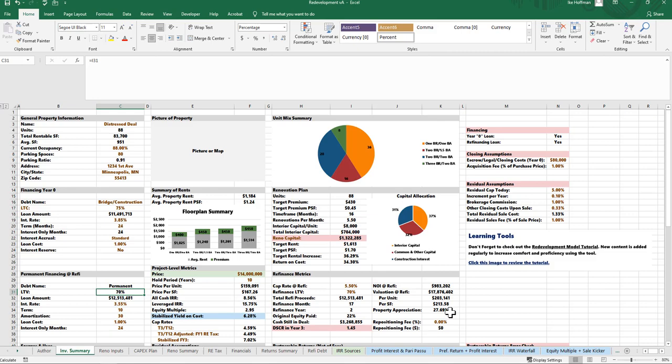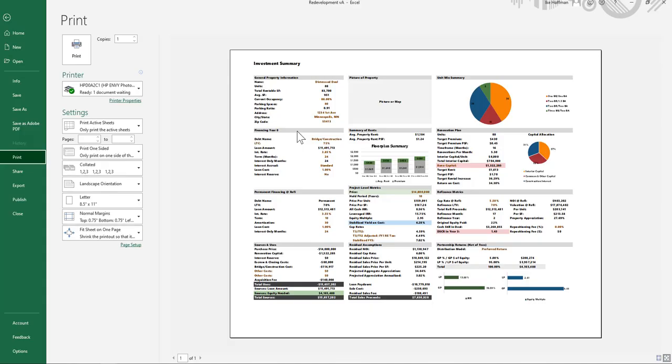So we're on the Investment Summary tab. This is where most of your assumptions will be made. It's a snapshot of all the major components of the particular investment. It's meant to be easily printed, so you can just go to File, Print. You can see it's ready to print as a PDF.